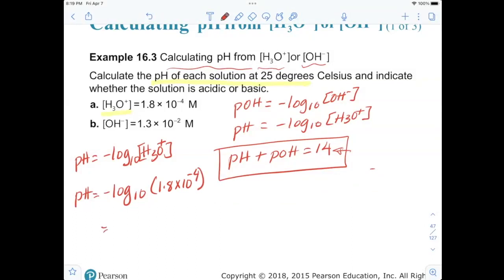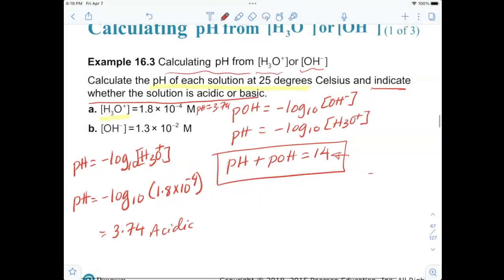And therefore, pH is equal to, let's see how that works out. I put the negative here, my calculated log, and then 1.8 exponent negative 4. I messed up earlier and I had to re-record it. So I get 3.74. Then they say indicate whether the solution is acidic or basic. So the first one has a pH equal to 3.74. I would say this is acidic. Okay, this is acidic.